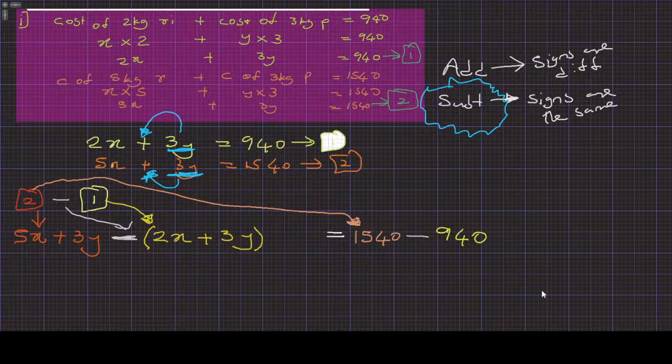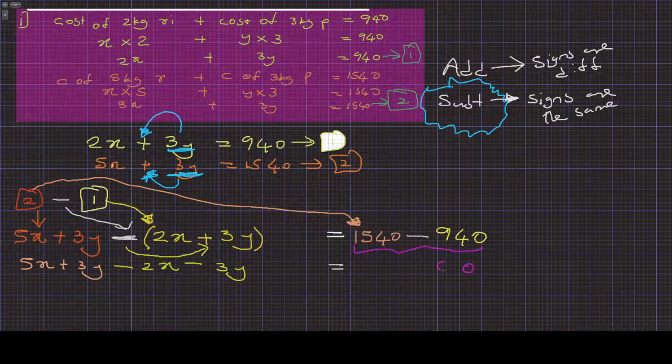So the first thing we do now, in the next step, is removing the brackets. So 5x plus 3y, let's remove the brackets. Minus times 2x is minus 2x. Minus into plus is minus 3y, equals 1540 minus 940. When we subtract, what do we get? 600. So now let's simplify.